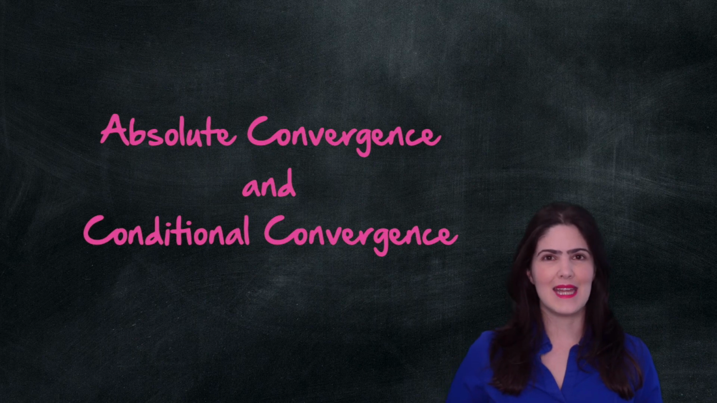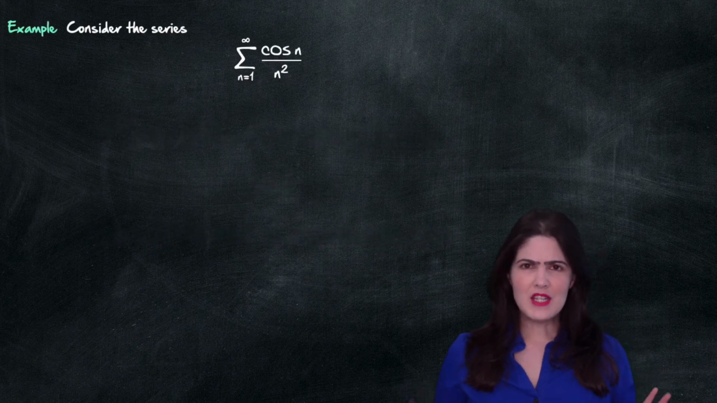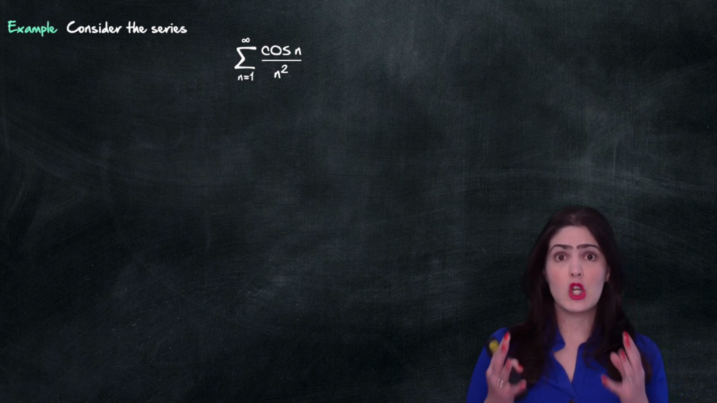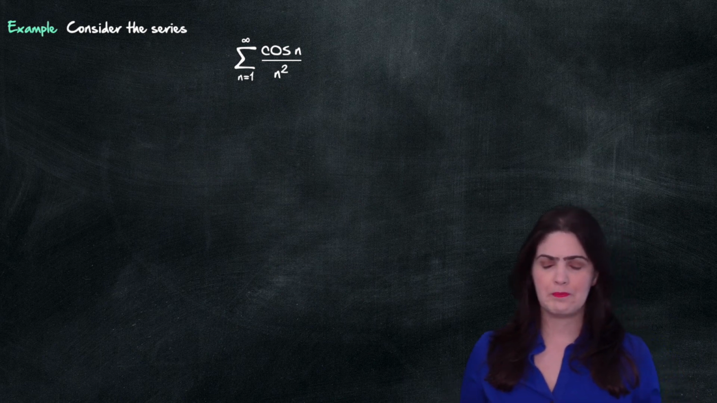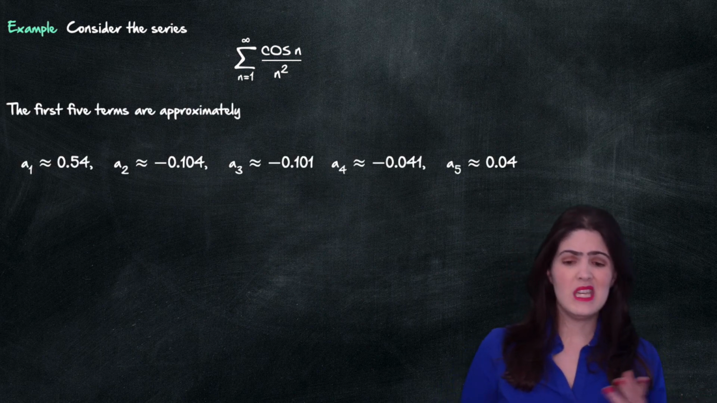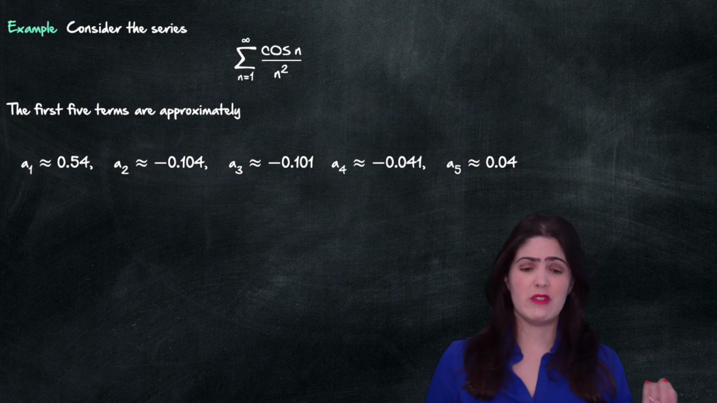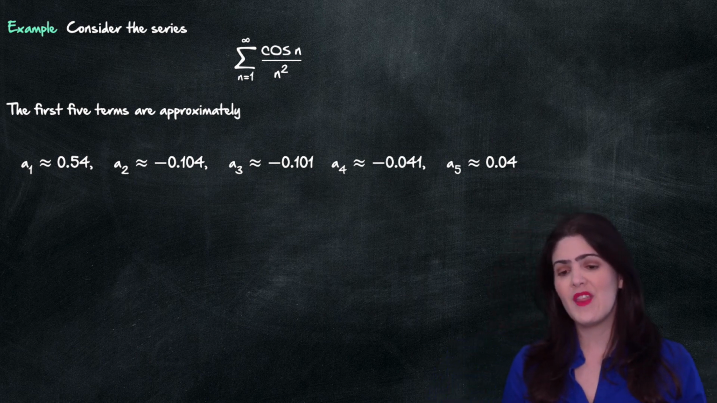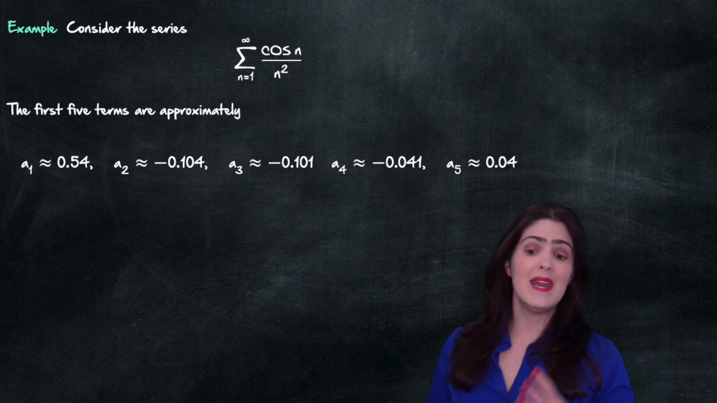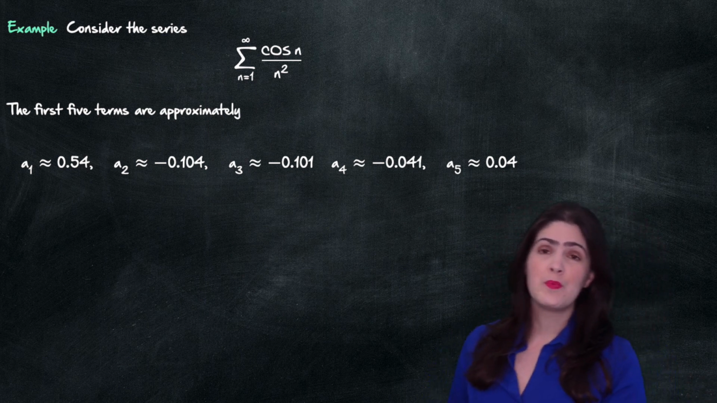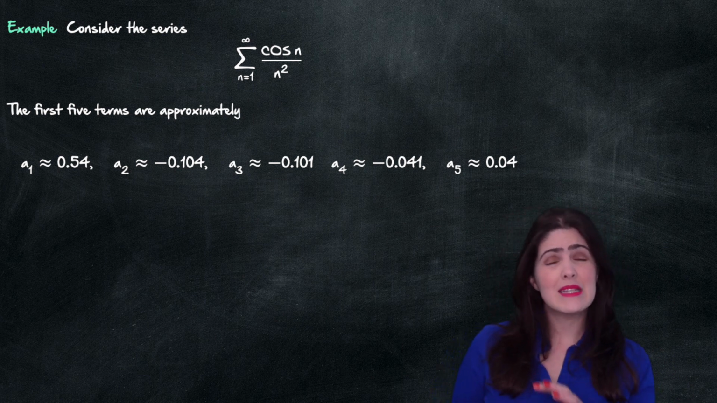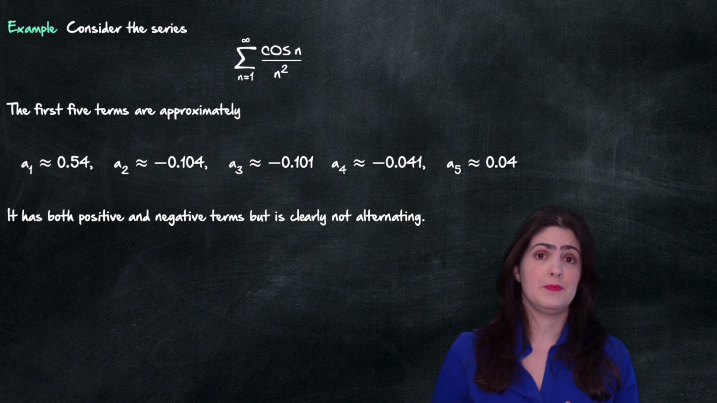So let's get started. Imagine that we have this series here, whose terms are cos n over n squared. If we take a look at the first 5 terms, we see 0.54, then negative 0.104, then negative 0.101, negative 0.0041, then positive 0.04. So we have positive and negative terms, but this series is not alternating.